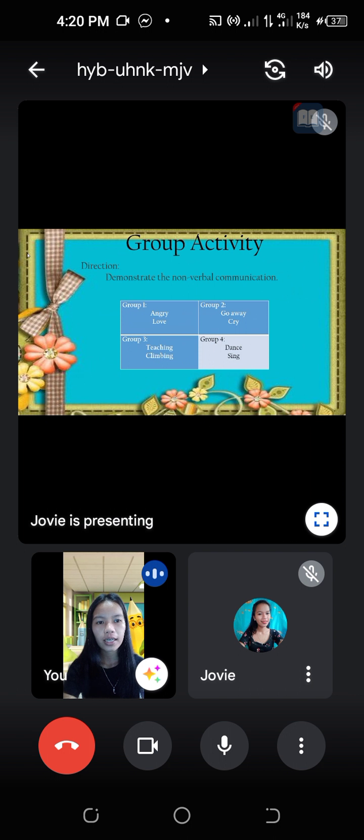So these are the assigned themes for you to demonstrate. For group 1, we have anger and love. Group 2, go away and cry. Group 3, teaching and climbing. And group 4, dance and sing. Okay, you may start discussing it with your group now. Okay, time's up. You can present your demonstration.